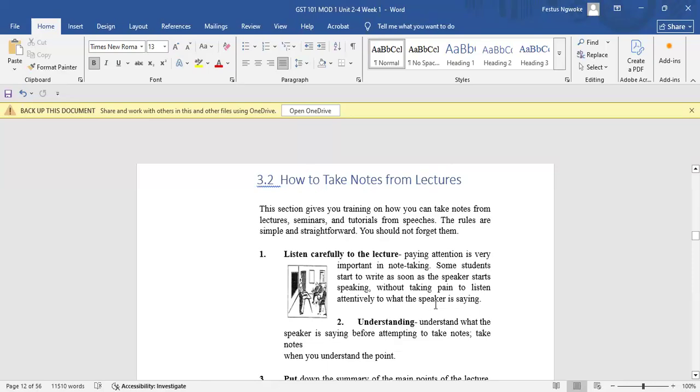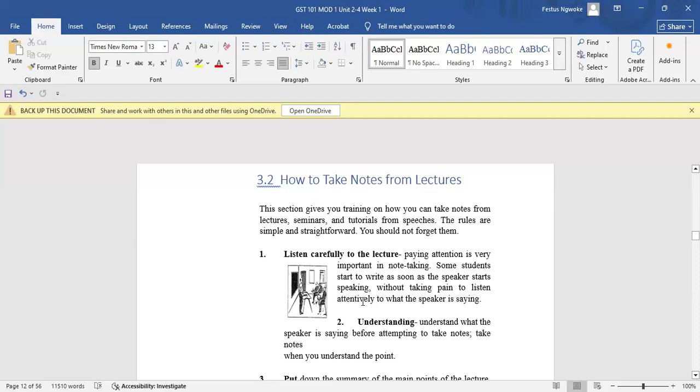It gives you training on how you can take notes from lectures, seminars, and tutorials, from speeches. The rules are simple and straightforward. You should not forget them. Listen carefully to the lecturer. Paying attention is very important. These are things that cannot be compromised. Pay attention from the time the lecture starts until the time it ends.